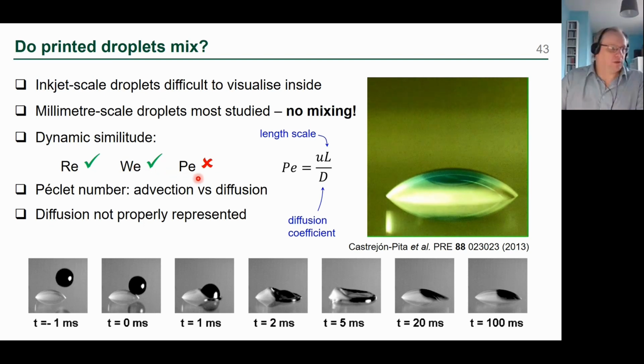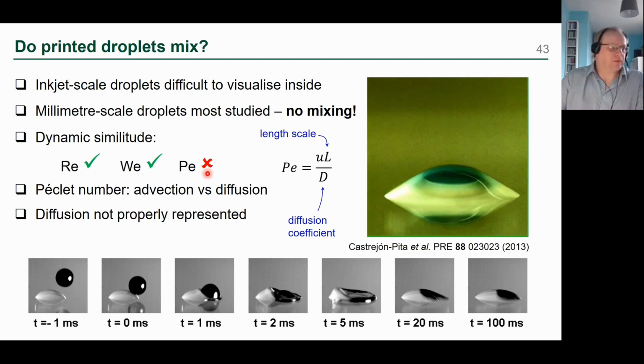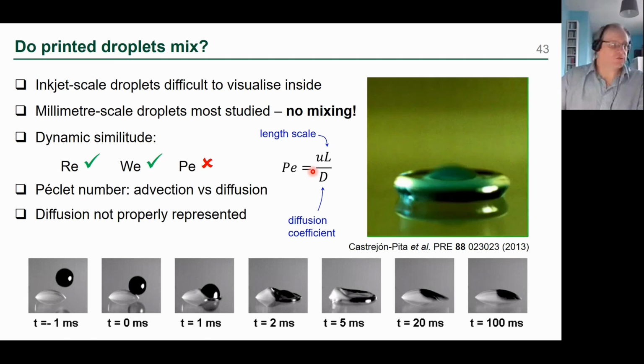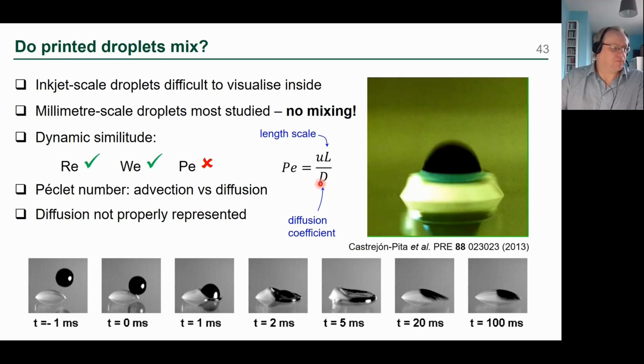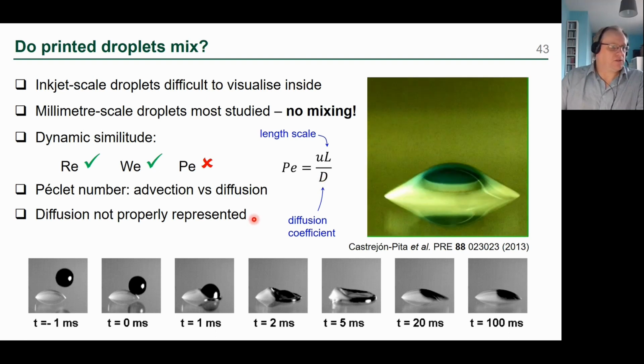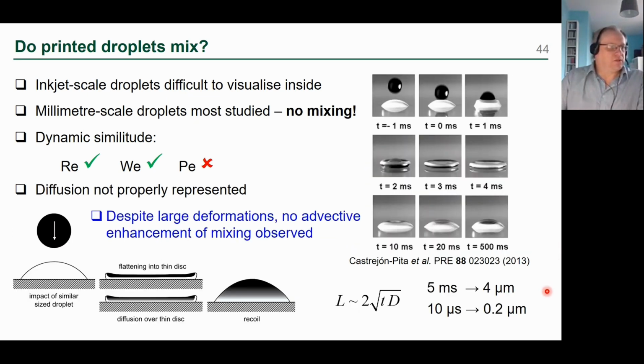Now the problem is, when you're looking at mixing, that we can't match the Peclet number at the same time. The Peclet number is a measure of the rate of advective transport to the rate of diffusive transport. So it's defined like this. It looks rather like the Reynolds number: velocity scale, length scale, and then the diffusion coefficient is what D represents here. So diffusion is not properly represented when we have these larger scale droplets, and that's why here we don't really see any mixing. So we were wanting to study this a bit more and see what can happen.